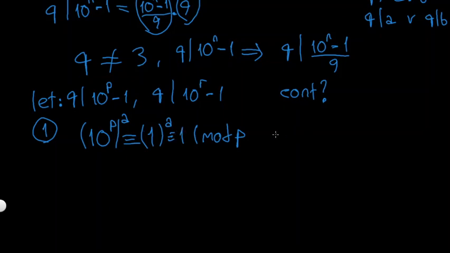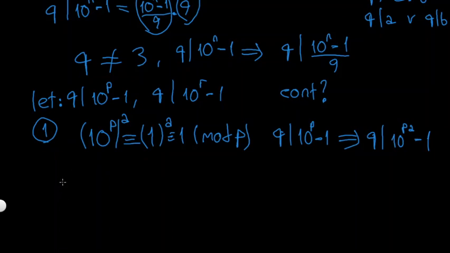And so this means that if q divides 10 to the p minus 1, then 10 to the p to the a will also be 1. So this means that q will also divide 10 to the pa minus 1, which means for any multiple of this power, q will also divide that. Okay, so this is the first property.